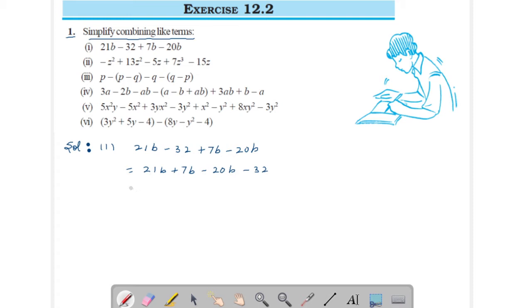Here in first three terms, take b common. What will you get? 21 plus 7 minus 20 b minus 32. Now solve the bracket. 21 plus 7, it is 28 minus 20 b minus 32. Now again solve the bracket. 28 minus 20, it is 8b minus 32. This is your answer. Now come to second part.